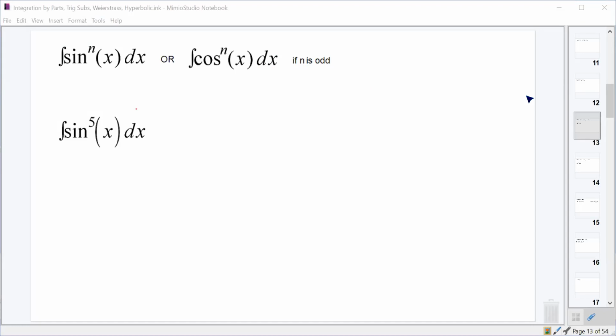What can we do with this? We should write it as an integral of sine x times sine squared x dx. And why do we want to do that? What are we going to do with the sine squared x?